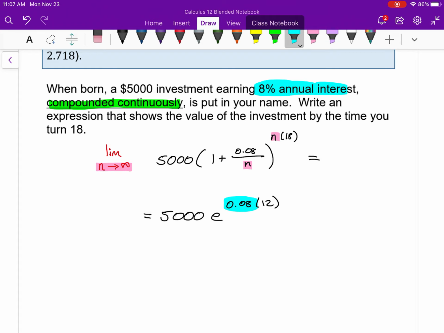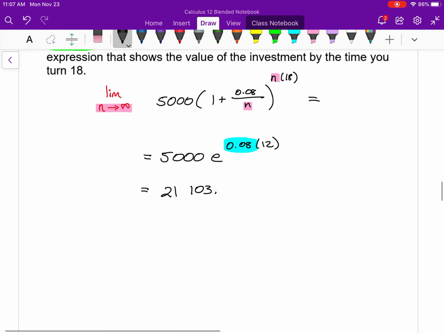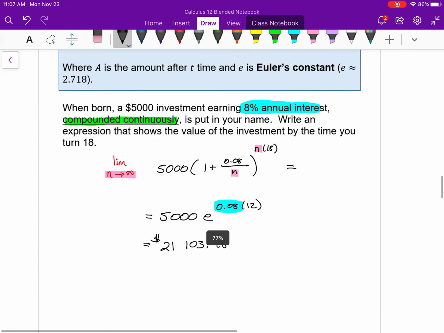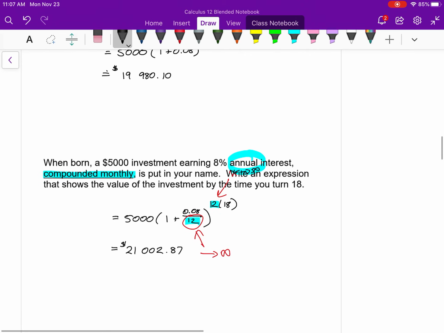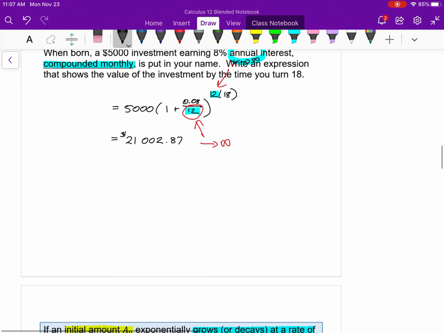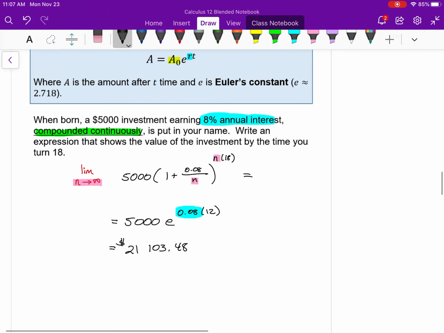And if you type this into your calculator, I get about $21,103.48. And that is compounding continuously. So notice if I compare this to, if I look at my three examples, compounding yearly, $20 shy of $20,000. Compounding monthly, it's $21,000, extra $1,000. When it went from one compounding period a year to 12, when I go from 12 to infinity, notice how much extra money I made. I made an extra $100.